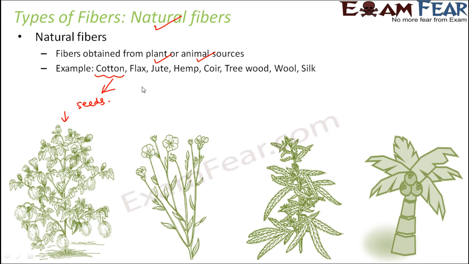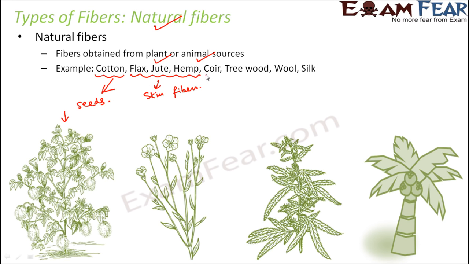Similarly, if you talk about flax, jute or hemp, all these are skin fibers. What do you mean by skin fibers? These are collected from the skin surrounding the stem of their respective plant. When you look at the stem, the outermost layer or the skin of the stem, from that skin we get flax, jute and hemp. That is why these are called skin fibers.